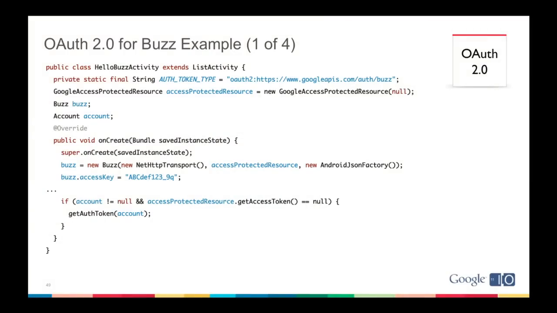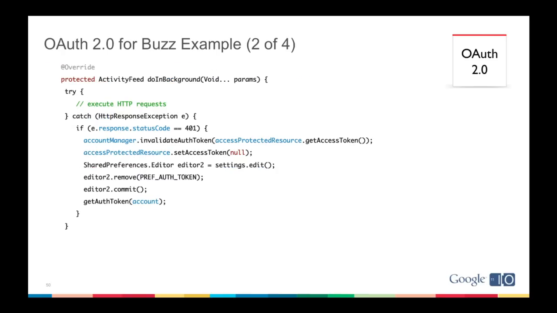I won't have time to go through all this code, but a lot of things are very similar. The number one thing I want to highlight on this slide is Buzz.accessKey equals, that's what you got from the API console. This is a fake one. The second thing you need to know is you've got another case here. What happens if you've got an account but no auth token? This will likely happen if your auth token expired. So here's another slide that shows you how to deal with that.